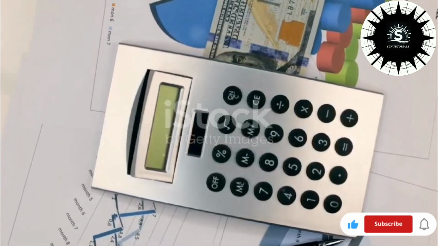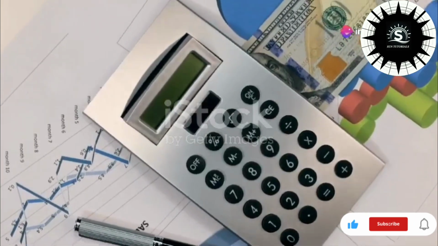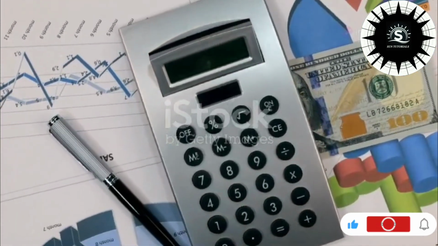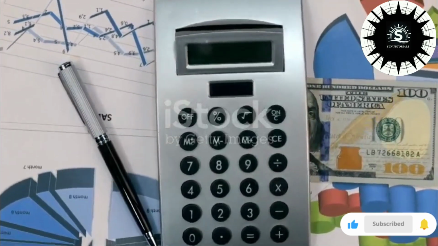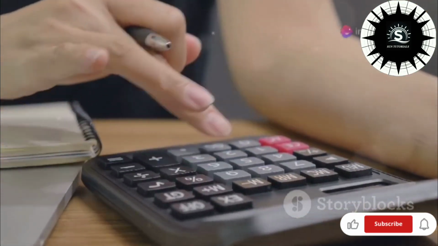Simple interest is straightforward and easy to understand. It's calculated on the original amount of money you invested or loaned out, known as the principal. Unlike compound interest, which can get a bit complicated, simple interest is like the ABCs of finance, easy to understand and calculate.